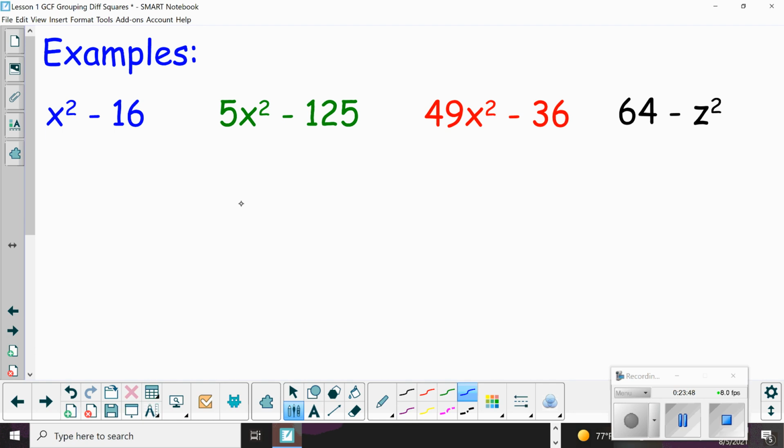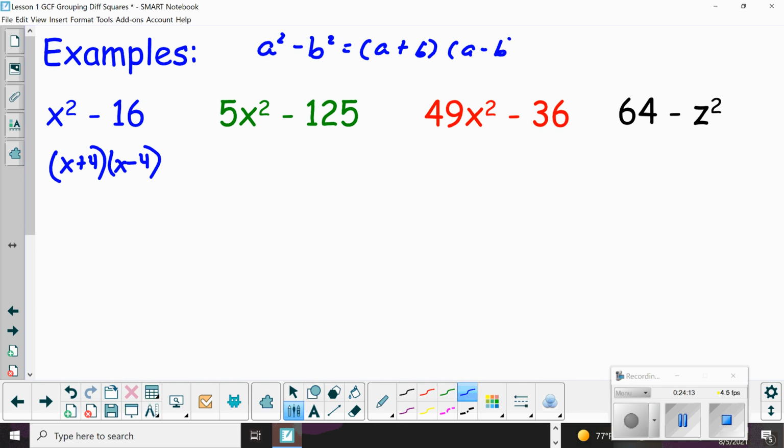All right. First up here, we've got x squared minus 16. Well, x squared is a perfect square. 16 is a perfect square. So we get x plus 4, x minus 4. Remember, it's a pattern. A squared minus b squared is equal to the sum of the square roots, and then the difference of the square roots.